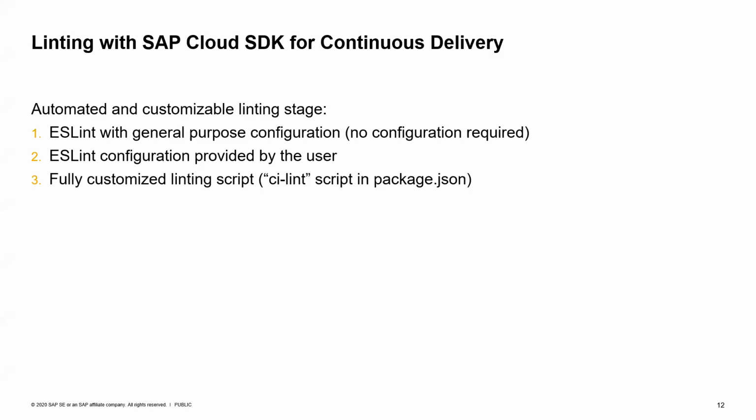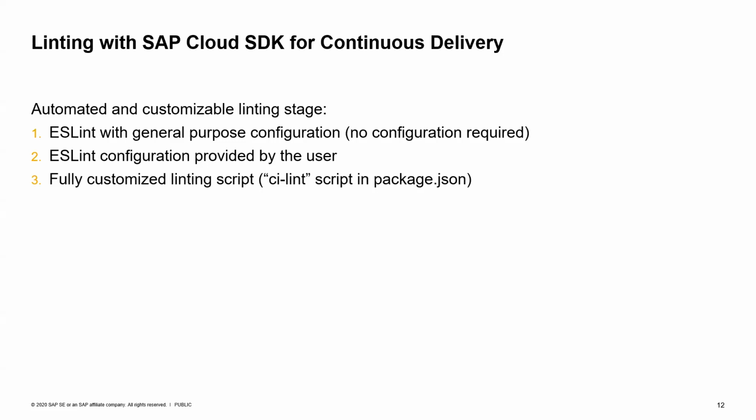In general, the pipeline offers 3 different options for linting, which I will also present in the demo later. The first option is one where you do not need to provide any configuration at all. So the pipeline will automatically execute everything. In this case, it would run ESLint, which is a widely used linting tool for JavaScript and TypeScript projects, together with the general purpose configuration that is shipped by the pipeline. This option is especially useful for users that do not have a lot of experience with linting, but still want to leverage the benefit of automated quality checks in their pipeline.